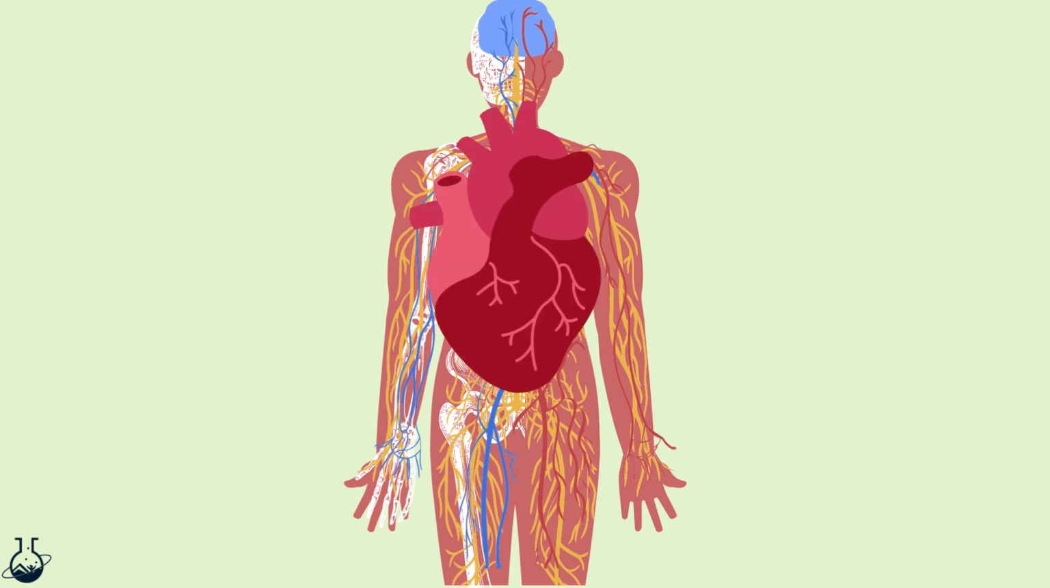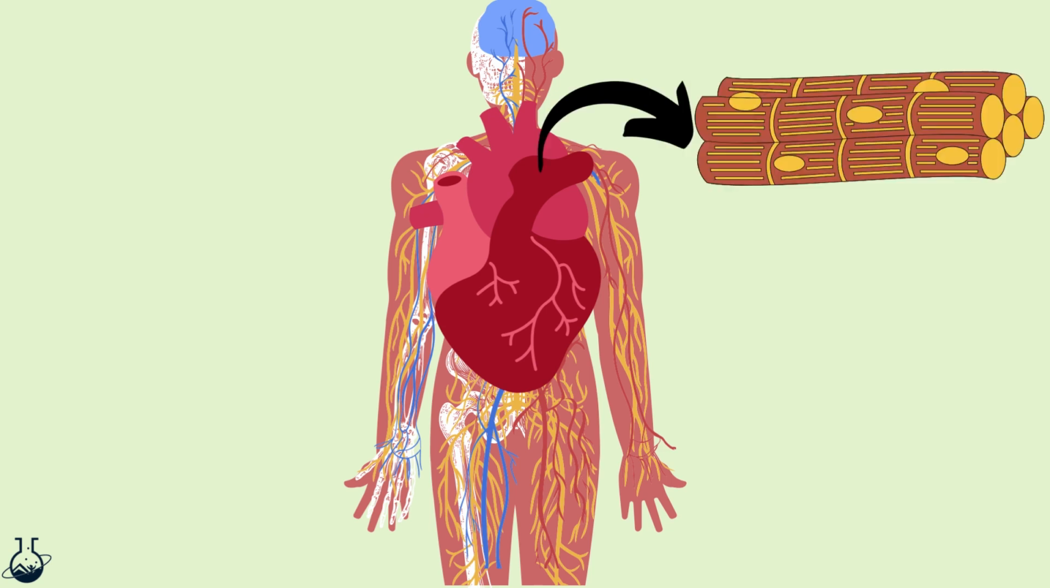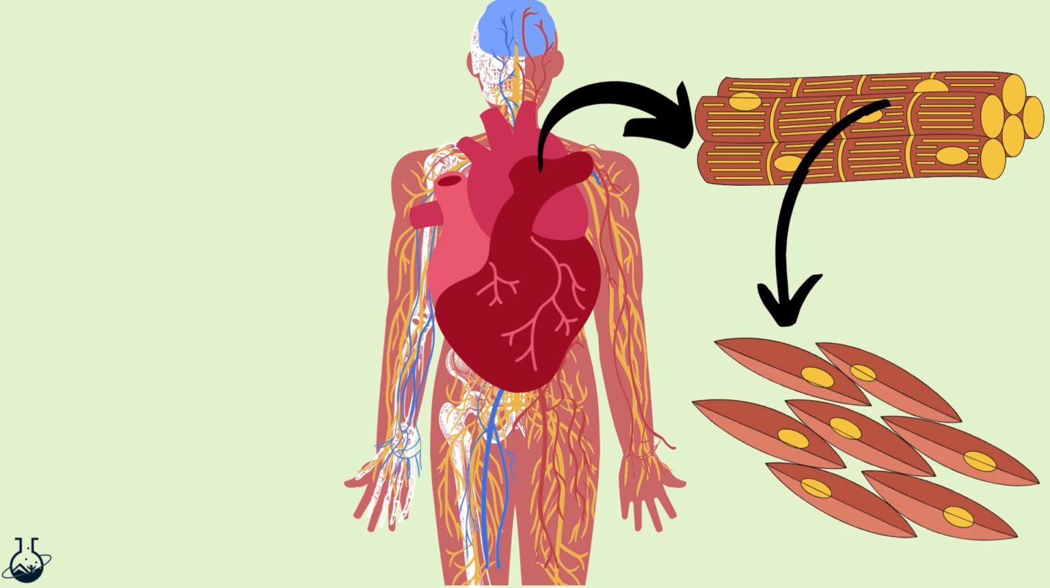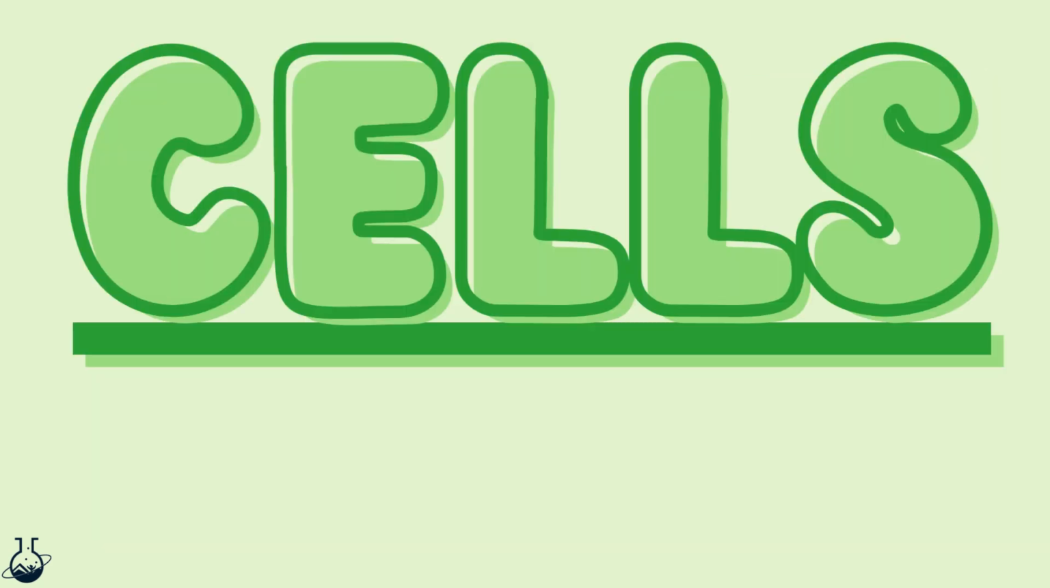Let's look at one of these organs more closely, like your heart. Your heart is an organ. It's made of muscle tissue. When we examine this tissue really closely, we see these tiny little units which all work together to ensure the organ functions correctly. These small things are called cells.